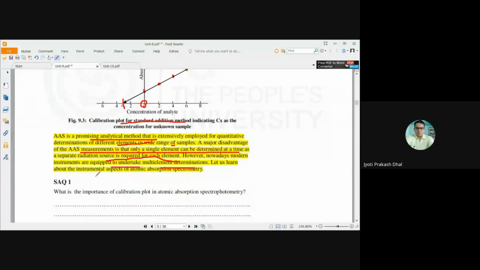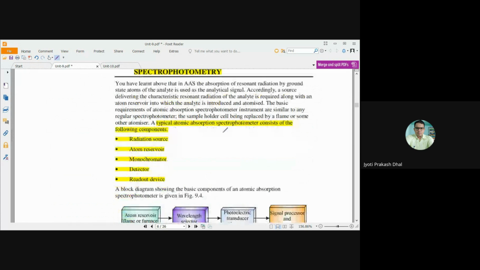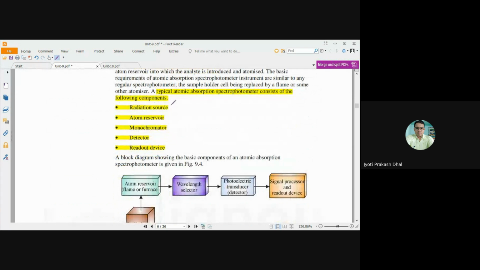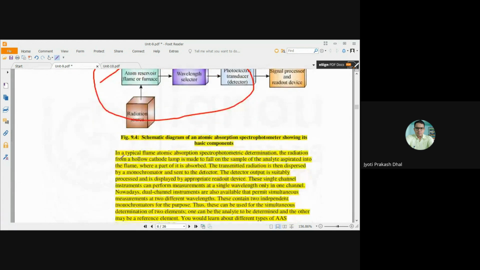So let us know about the instrumental aspects of AAS, that is atomic absorption spectrometry. First we will discuss the instrumentation for AAS. A typical AAS consists of the following components: the first one is the radiation source, then the atom reservoir, then the monochromator, then the detector, then the readout device. All the different parts are arranged in this schematic diagram.